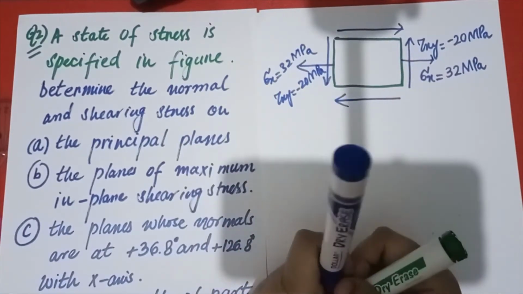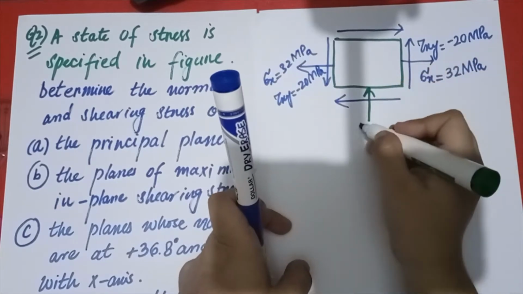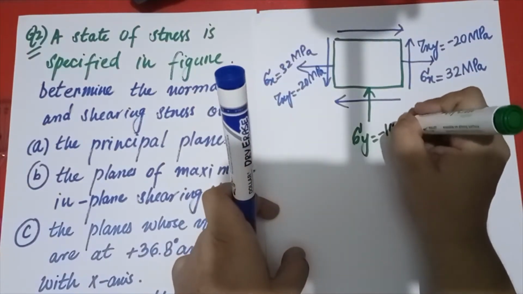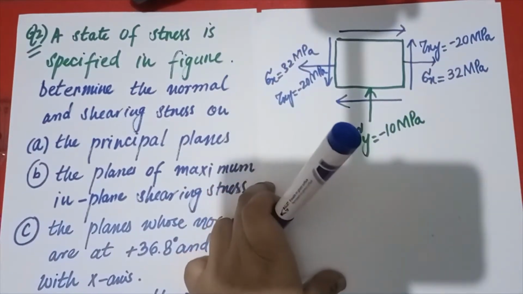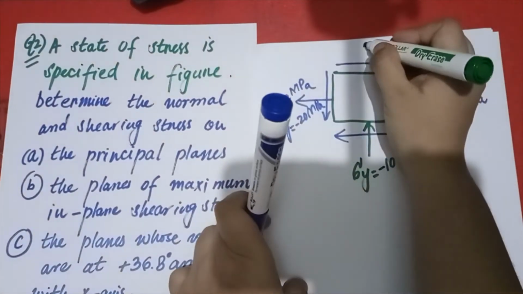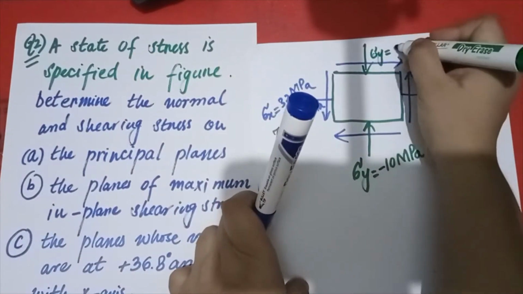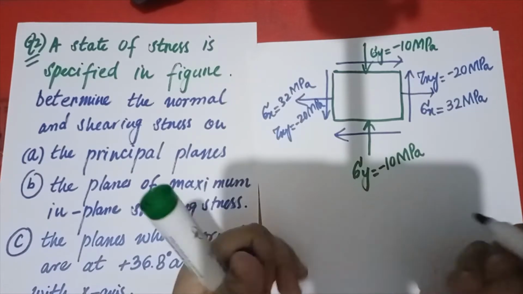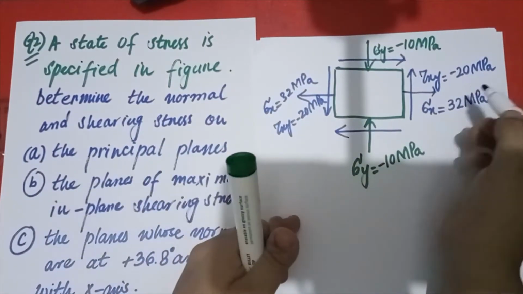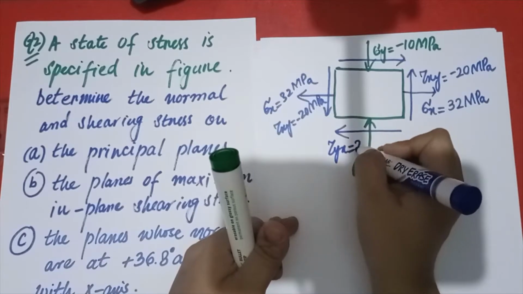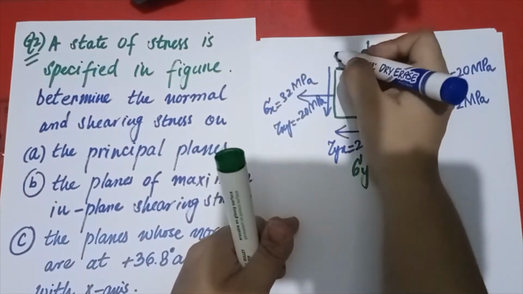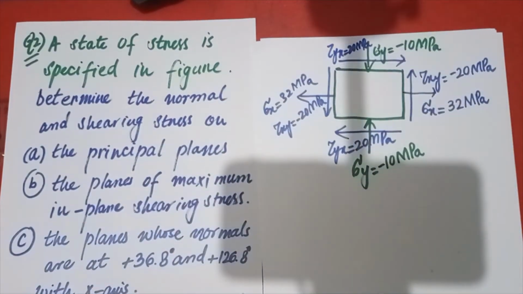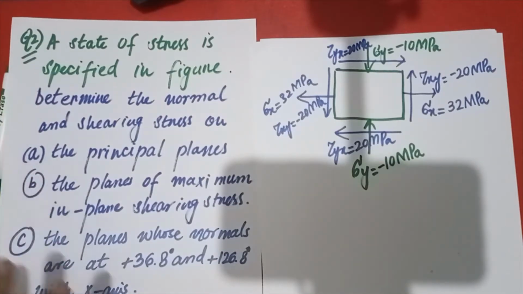Next is sigma y, which is also given to us as minus 10 MPa. Sigma y again is minus 10 MPa, the same. And the next thing is tau yx, which is obviously 20 MPa. It is also given in the question as positive. Tau yx equals 20 MPa. Now you have the coordinates given to you. So this is all about the question.